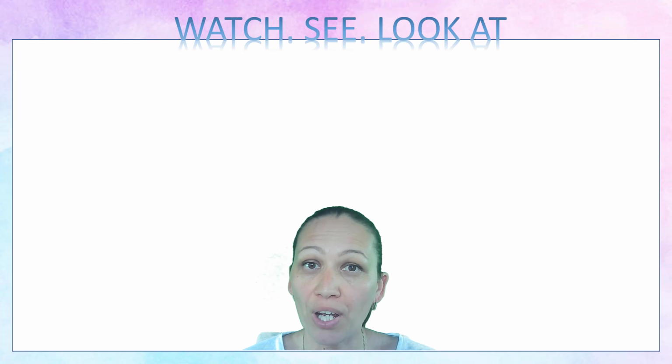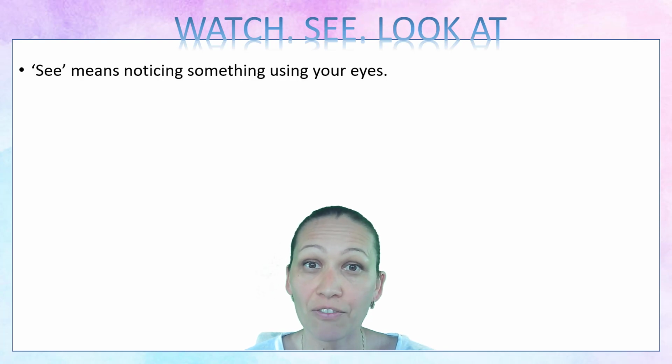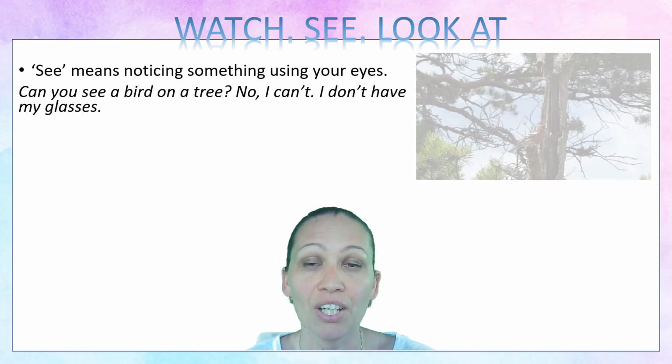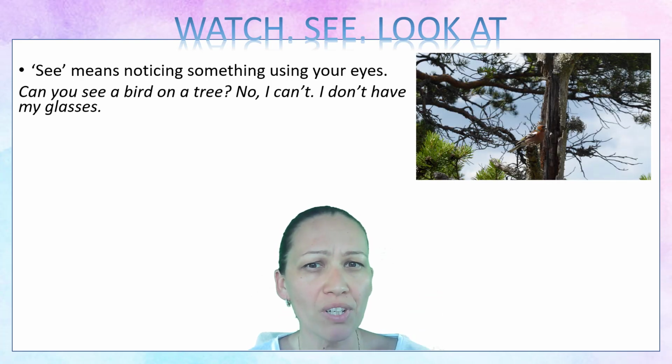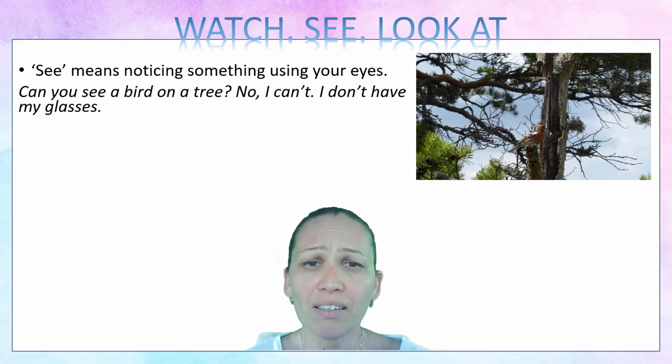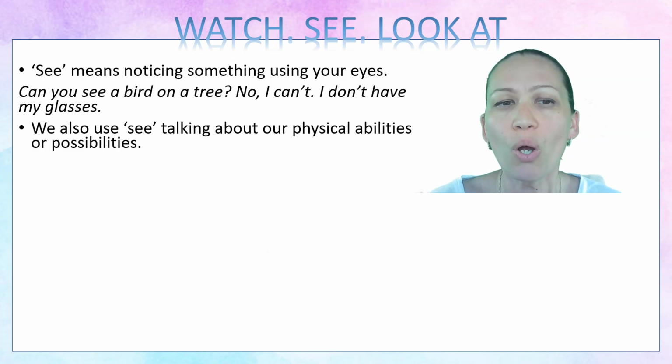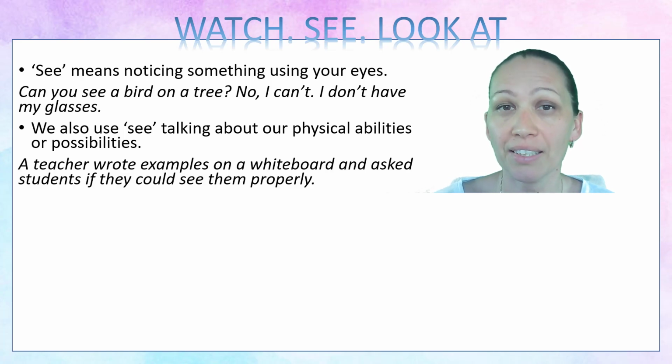So the next verb we're going to see today is the verb to see. To see means noticing something using your eyes. Can you see a bat on a tree? No, I can't. I don't have my glasses. We also use see talking about our physical abilities or possibilities, for instance.